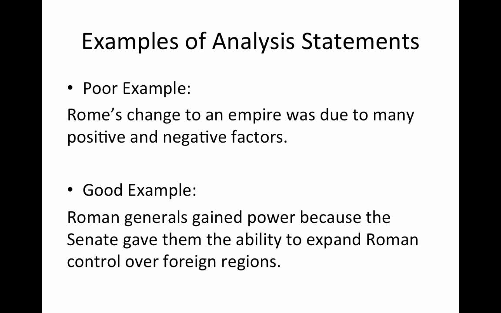So here's a good example of what I'd be looking for. Roman generals gained power because the Senate gave them the ability to expand Roman control over foreign regions. Notice carefully there we have a very specific reason for the change. The change took place because Roman generals needed the power to go out and fight, but that means the Senate gave up their power, and now you have a centralization of power under an emperor. We have a very specific reason being given there. That's a really good example. That's what I'm looking for at the end of these paragraphs.